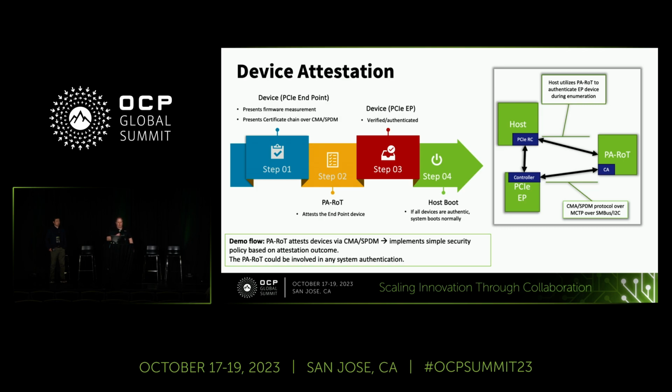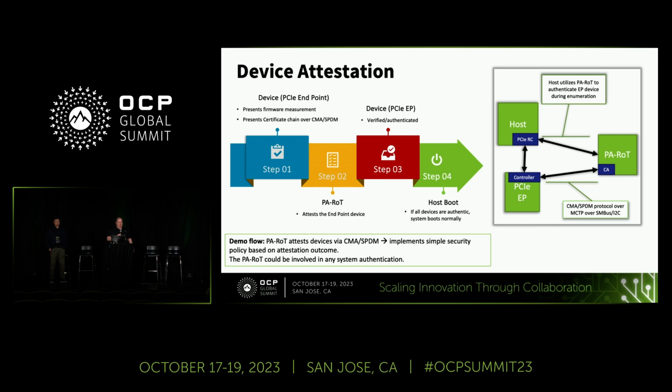We're using SPDM as the specification to do this. So the PCI Express endpoint device, or the card, presents the firmware measurement and also presents a certificate chain for the device as well. The PA-RoT will then attest this information. The device will then be verified or authenticated in the platform. If it's not, you need to handle what sort of path you want to take.